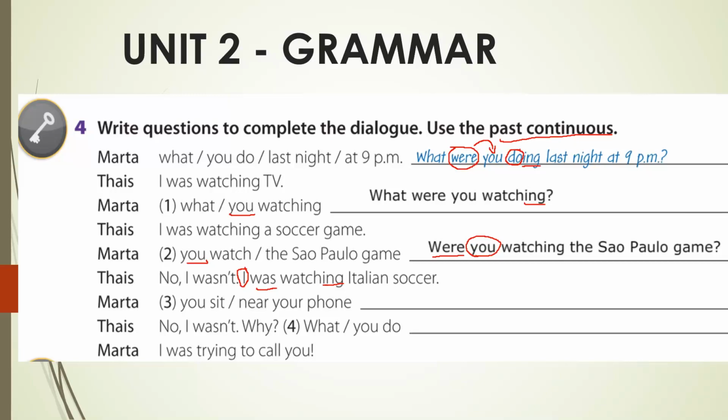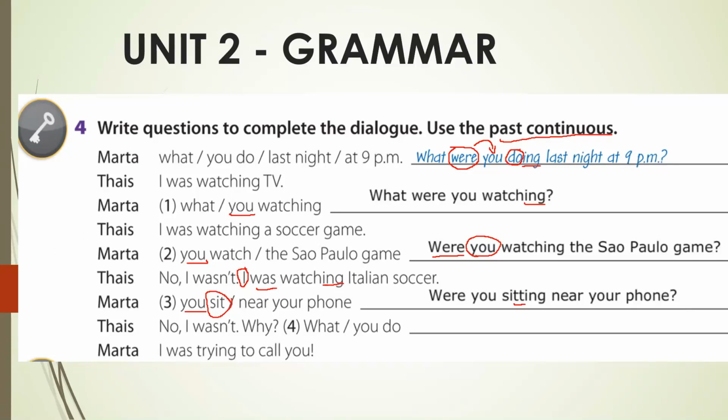So Marta responds, you sit near your phone. So again, I have the word you, and here I have the verb sit. So I need to change this verb with ing. So what do I have to do? Were you sitting near your phone? So remember here the rule, CVC rule, consonant, vowel, consonant. I double this last T and add ing. So were you sitting near your phone? No, I wasn't.